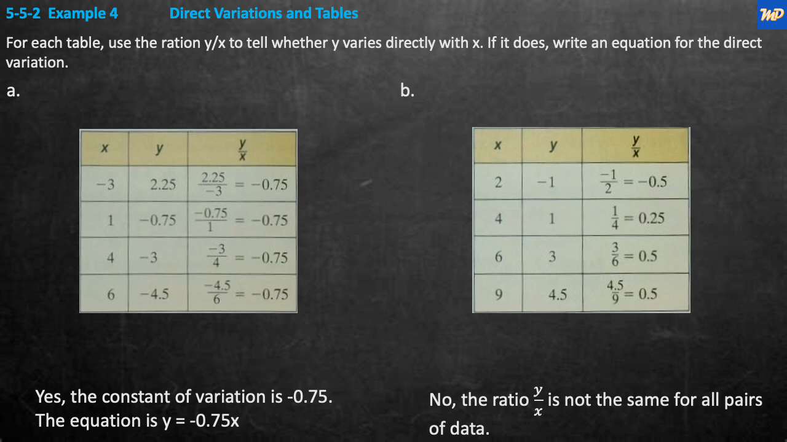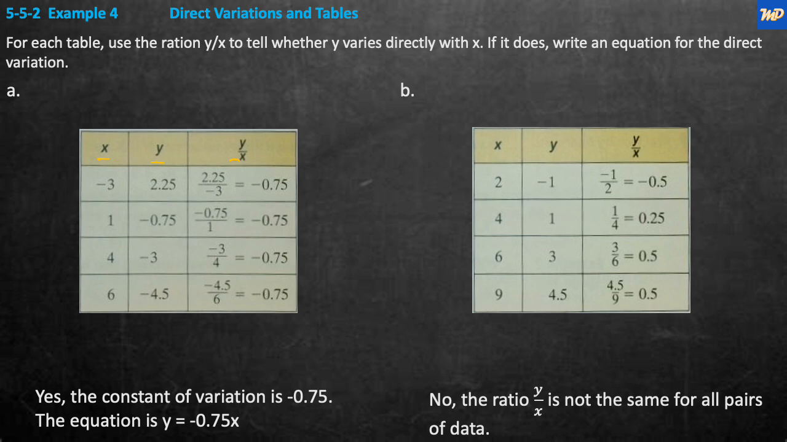Example 4, direct variations in tables. So now we're going to look at that. It says for each table, use the ratio of y to x to tell whether y varies directly with x. If it does, write the equation for the direct variation. Okay, so let's take a look at it. We have an x value, we have a y value, and we have a y divided by x. So what did this say? If the k values for each set of data are the same, it's a direct variation.